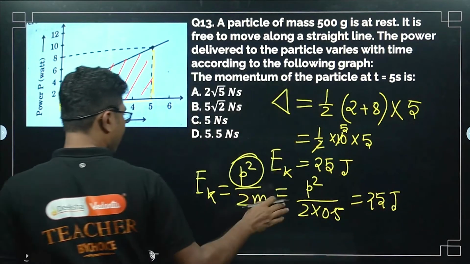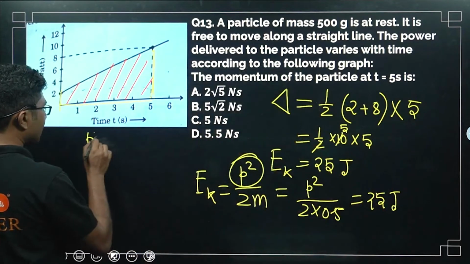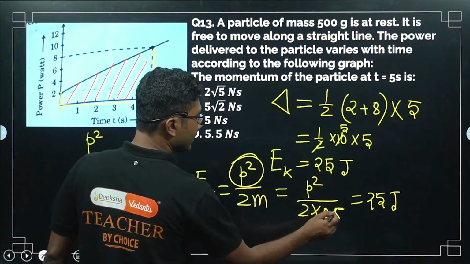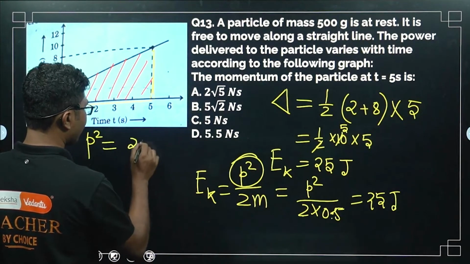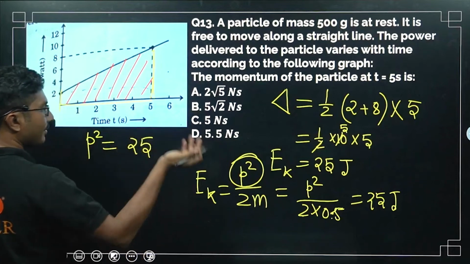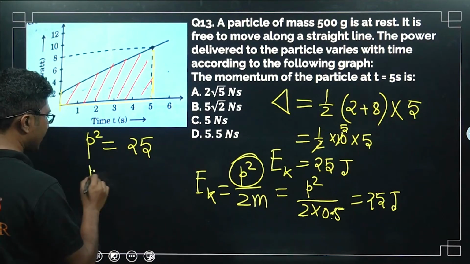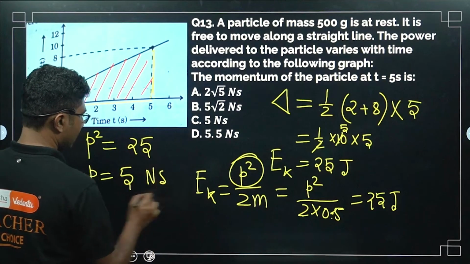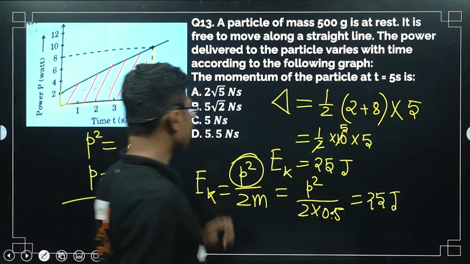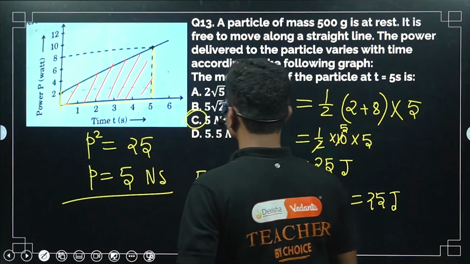Okay, very simple problem. Now P square, see, 2 into 0.5 is 1, so no need to consider anything. That is equal to 25. 25 into 1 is obviously 25. So P is basically 5 Newton second. So understood, this is the correct option, option number C.